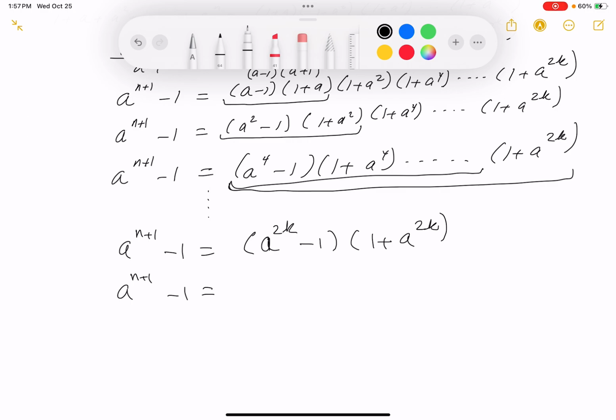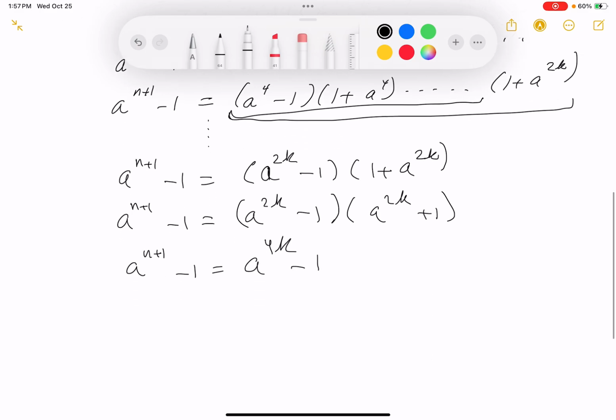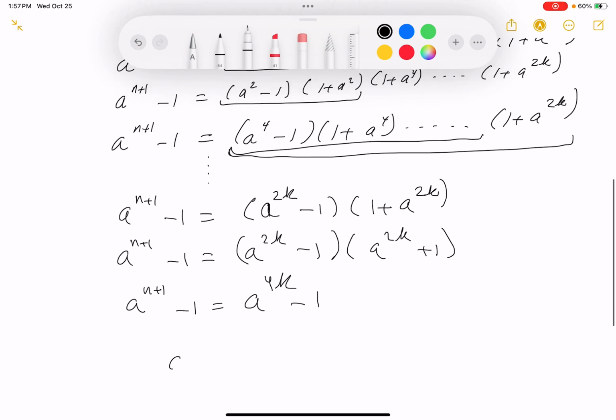And you might even forget what the question is at this point, but this is going to be a to the 2k minus 1 times a to the 2k plus 1. And that's easy to multiply out, by the way. That's going to be a to the 4k minus 1. So what do we got? Let's write this down. A to the n plus 1 is the same thing as a to the 4k.